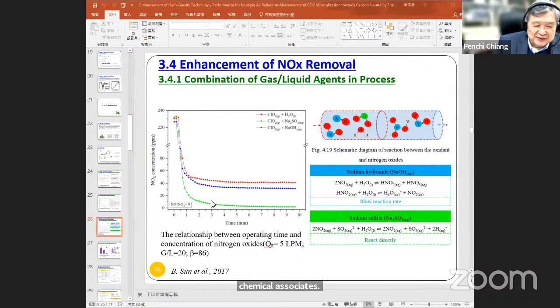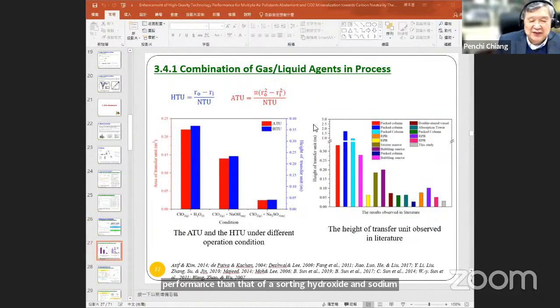You can see this is the chlorine dioxide with the sodium sulfate, which has a better performance. Under these operating conditions, we have a relatively higher removal efficiency of the oxide, higher than 95 percent. This means the sodium sulfate, cooperating with the chlorine dioxide, has a better performance than that of sodium hydroxide and hydrogen peroxide. Then we try to explain why this process, the high G, has such a better performance. So we have to go back to check the major factors, so-called the HTU, the height of a transfer unit.